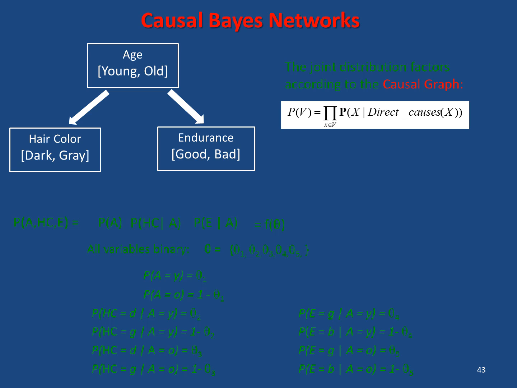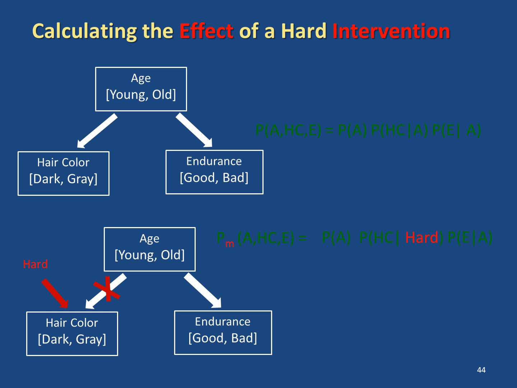Now, you might notice that there's 3 variables, and usually you need 7 parameters to encode a joint distribution among 3 variables that are binary. And the fact that you need only 5 means that there's an independence constraint somewhere in this graph, or somewhere in the distribution that this graph has forced us to encode. And there is one, and I'll get to it a little more later. But the basic idea is that because of this structure, hair color and endurance are independent when I condition on age.